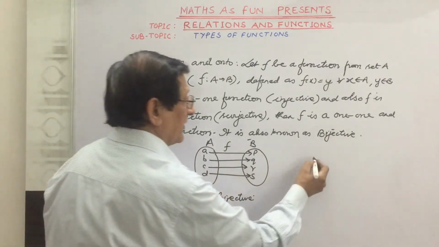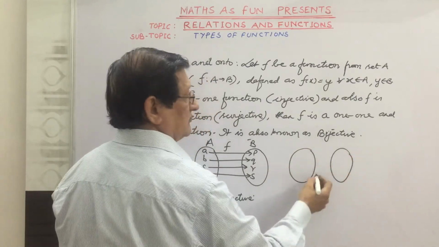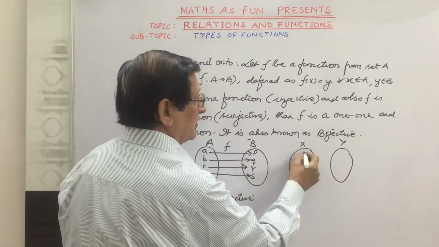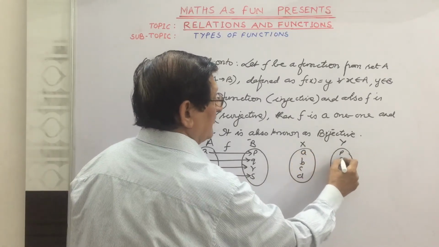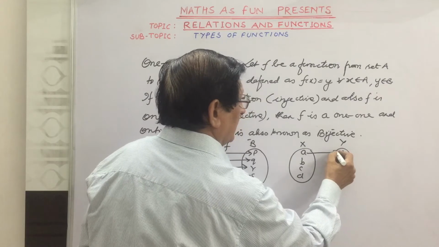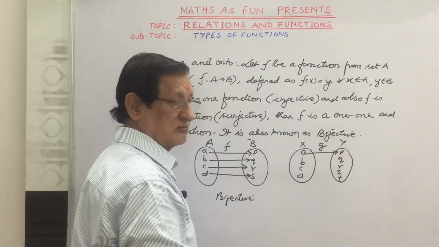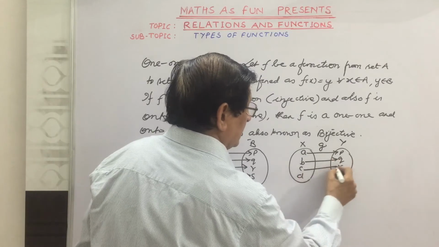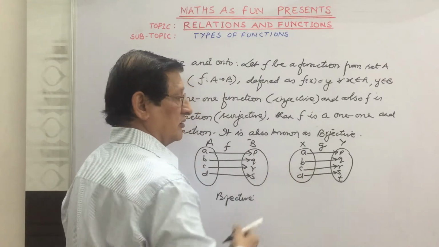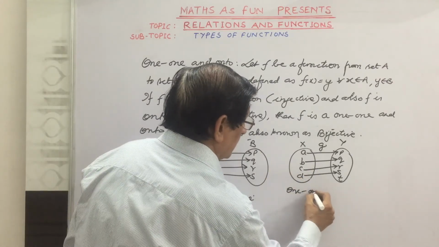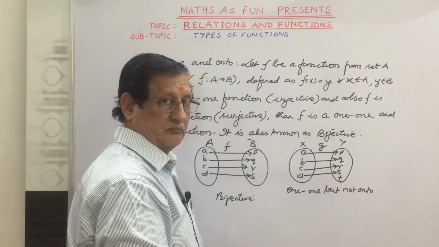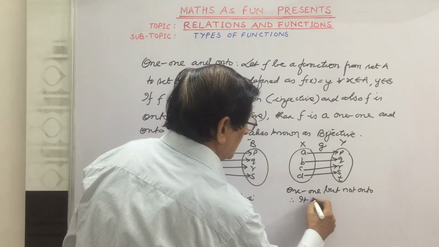But suppose we have another function g, which is from set X to set Y. The elements here are a, b, c, d, and here we have p, q, r, s, t. a is related to p and g is the function, suppose. b to q, c to r, and d to s. It is 1-1, but not onto. And therefore it is not bijective.